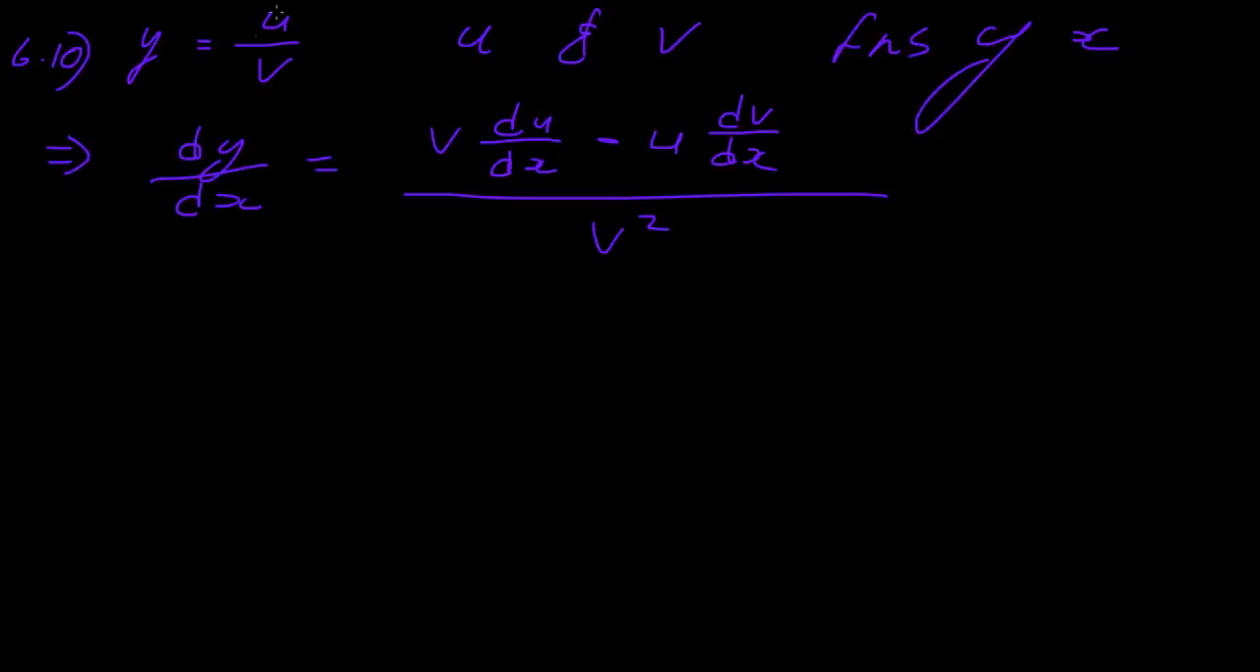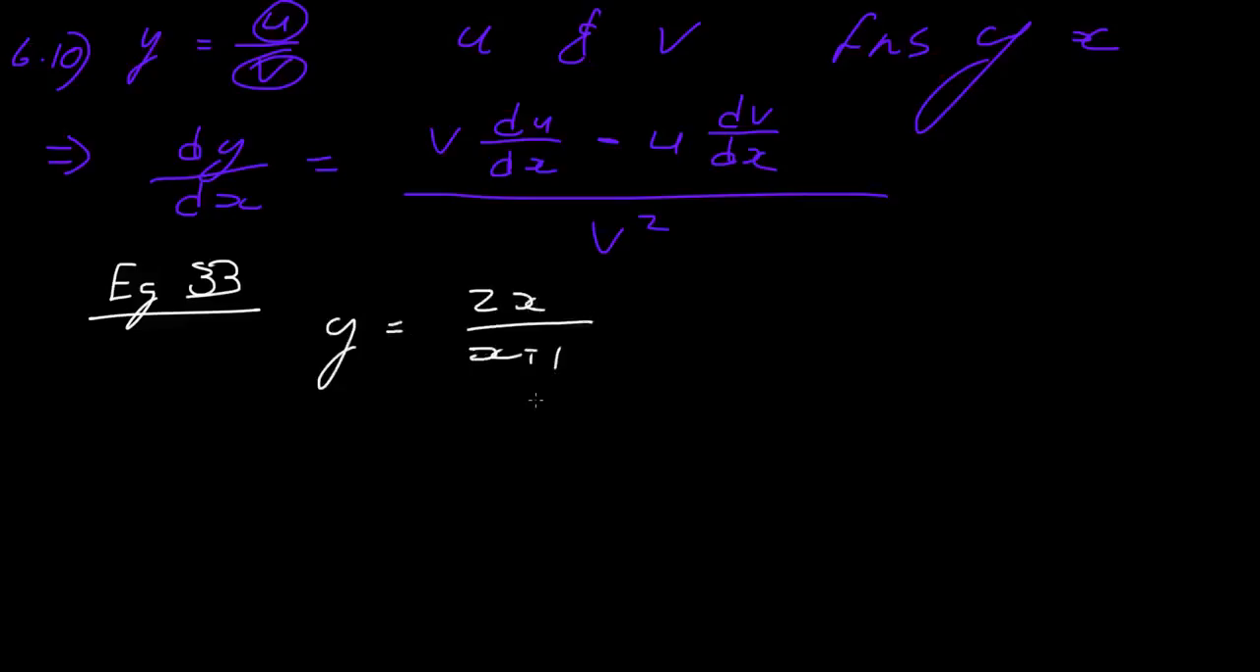So basically, if you see a function which can be broken up into a function over a function, then you can apply your quotient rule to get the derivative. So I'm going to give two nice examples from your book, so let's just hit those quickly. Example 33 says if y equals 2x over x plus 1, determine dy by dx.